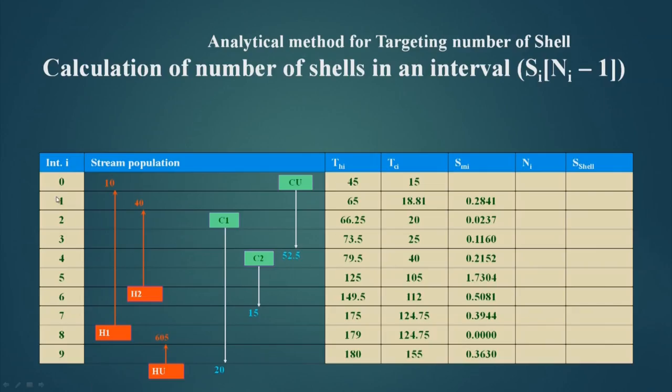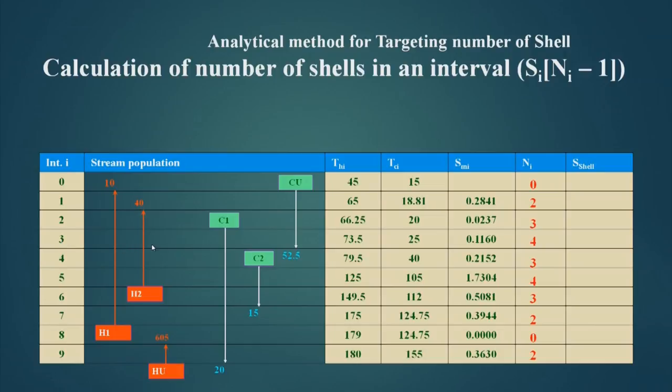Here if I see in interval number 1, I have only 2 streams operating; in interval number 2, I have 3 streams operating, whereas in interval number 3, I have 1, 2, 3, 4 streams operating. So, from here I can calculate the NI value in each interval, and then multiply NI minus 1 with the SI value, and find out the cells for each interval. So, this is filled up, I can check.